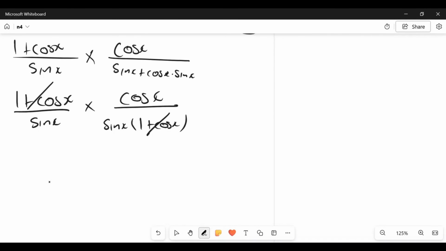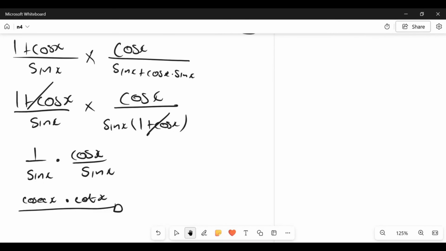So basically what you're left with here is 1 over sine x multiplied by cos x divided by sine x. Right. So 1 over sine x is the same as cosec x multiplied by cos x divided by sine x. That is also cot x. So this here is our final answer, guys.